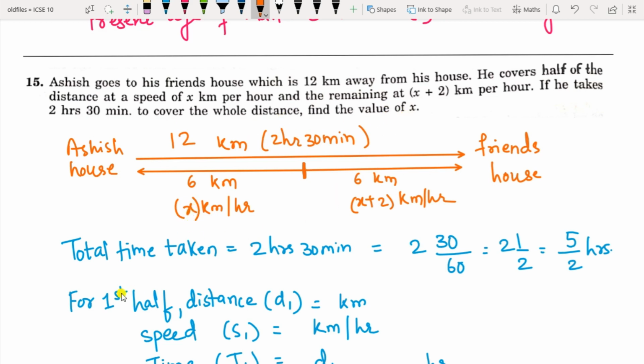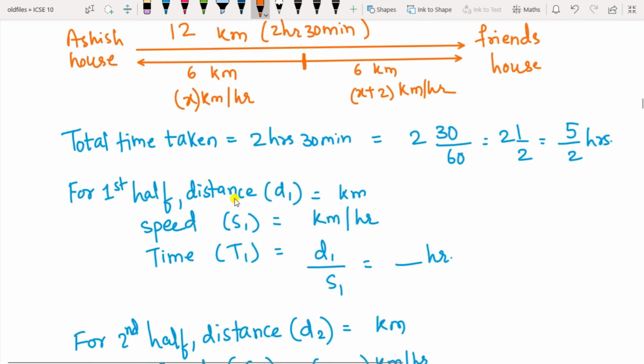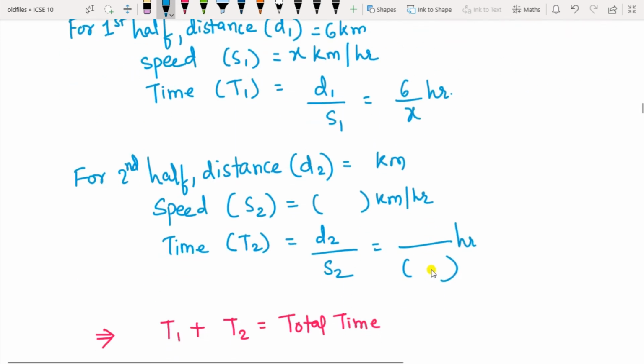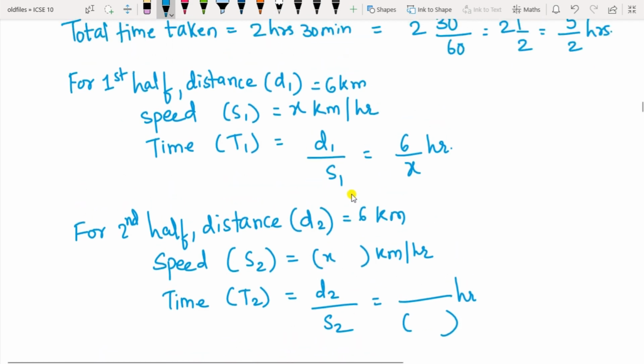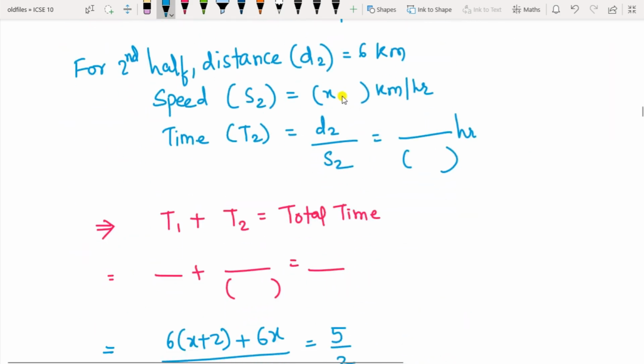This value you have to find. So the total time is given as 2 hours 30 minutes; convert this minute into hours. Divided by 60, it will be 5 by 2 hours. So for the first half distance, let d1 be 6 km. The speed given is x km per hour. Therefore t1 you have to find as d1 upon s1. It will be 6 by x. That is t1. For the second half, d2 is also 6 km. The speed given here is x plus 2. So t2 will be 6 upon x plus 2 hours.